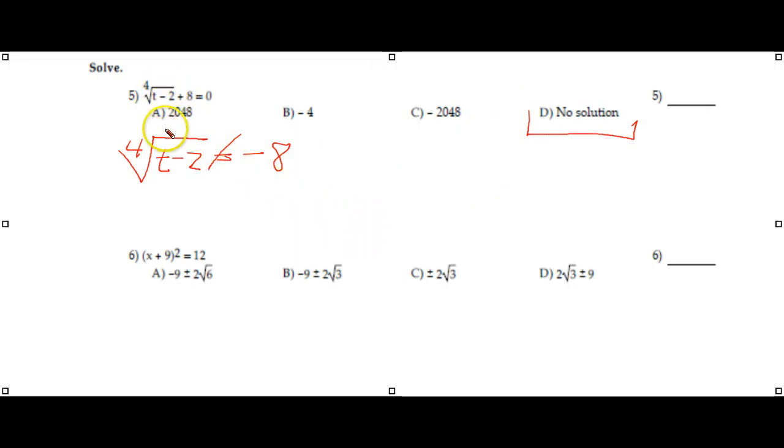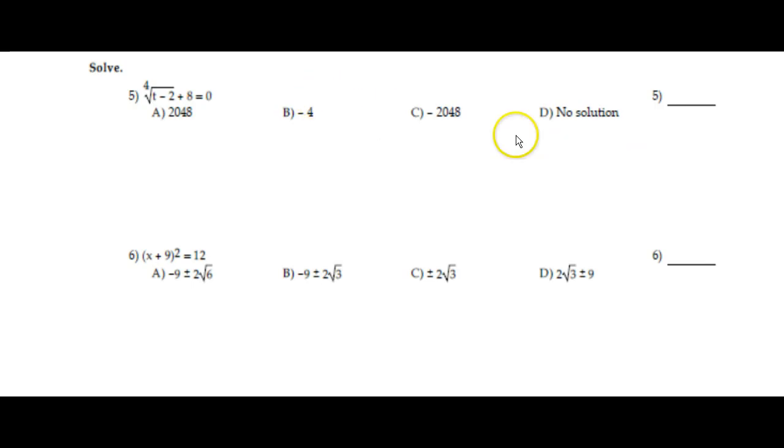Now, there are others that might be on the test. And you might say, well, suppose if this were a positive 8, this was a negative here, how would we go about solving that? So let's do that one just in case. So that one there was no solution. But if this were a negative, and we had the fourth root of t minus 2 equals, now this were a negative, on this side it would become a positive.